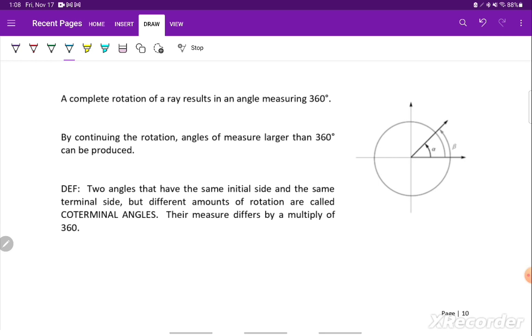Two angles that have the same initial side and the same terminal side but different amounts of rotation are called coterminal angles. And coterminal angles always differ by a measure.